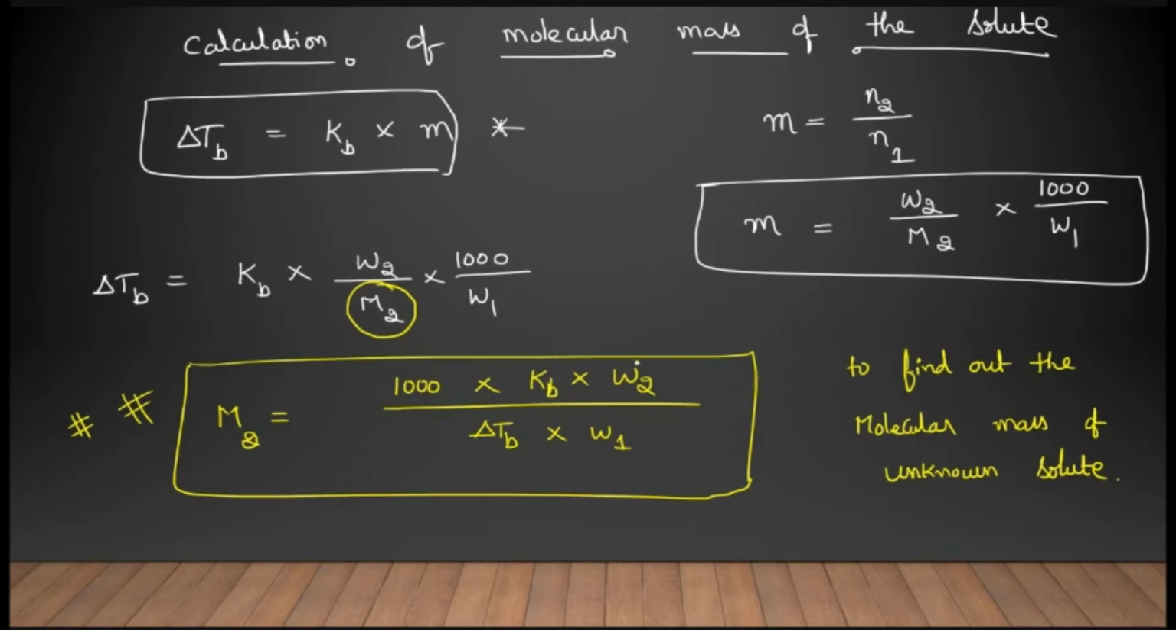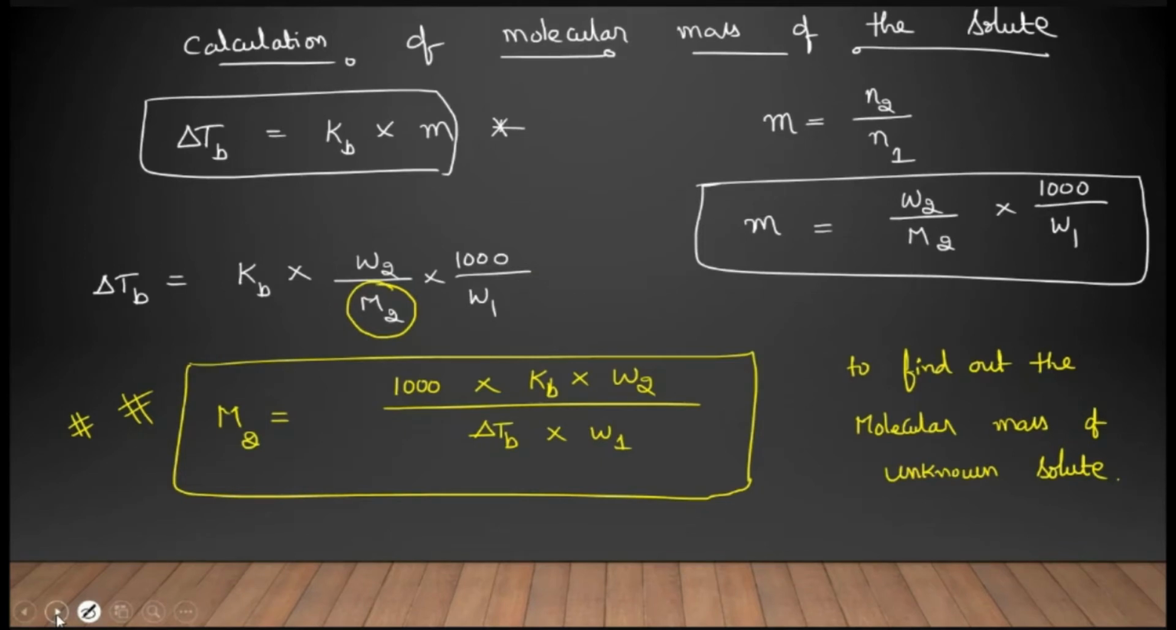W2 is the weight of the solute. W1 is the weight of the solvent. Delta TB is the elevation in boiling point, and 1000 is a constant, since the solute is dissolved in 1 kg of the solvent. M2 is the molecular mass of the solute. So this is the equation.